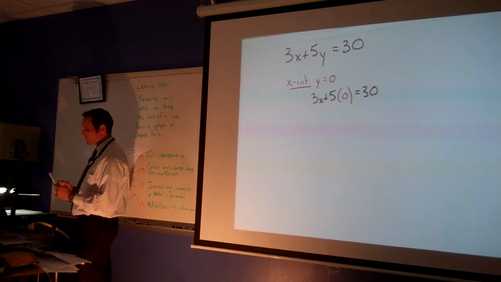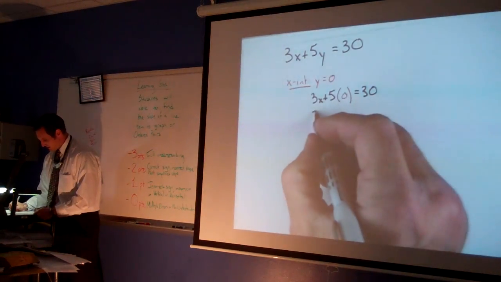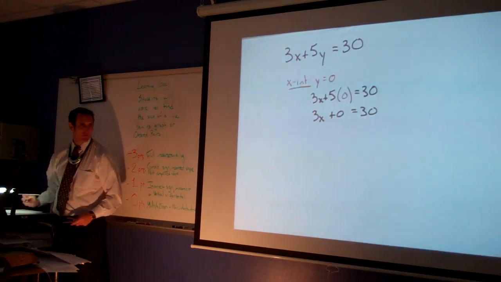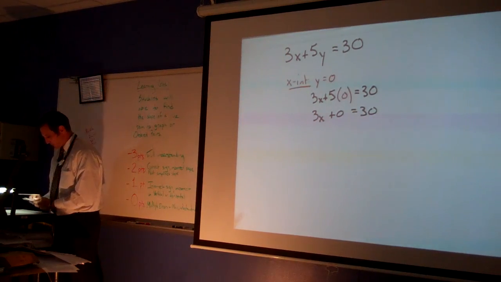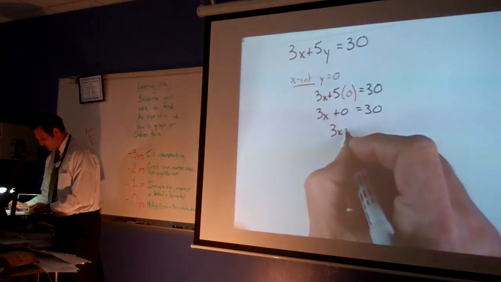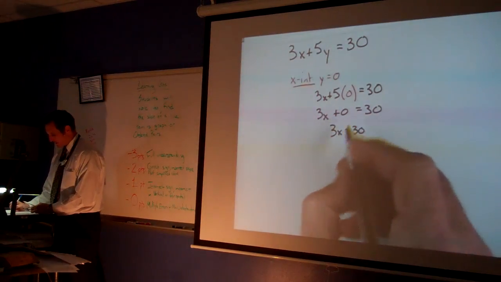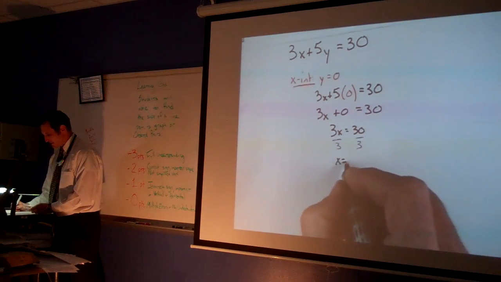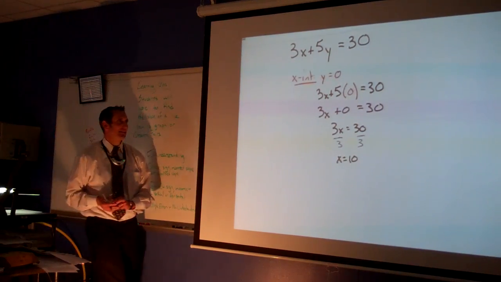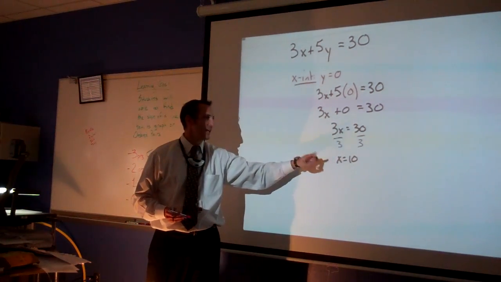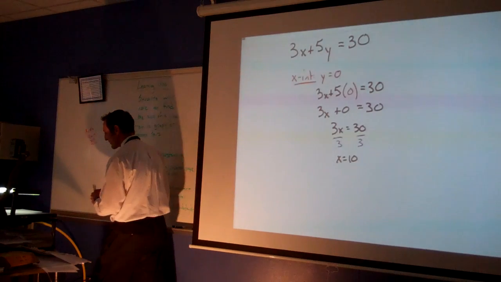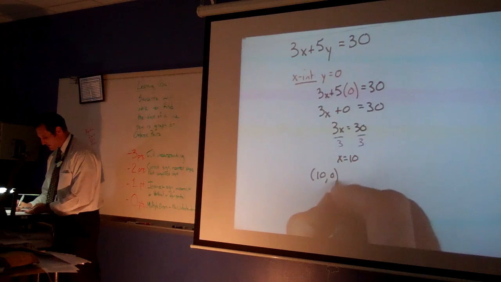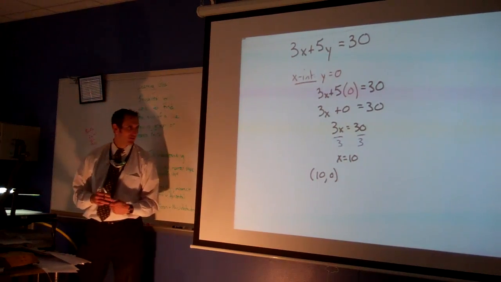And now what we can do is solve for x. So we have 3x plus 0 equals 30. And then when we have 3x plus 0 equals 30, of course we know 3x equals 30. And then when we divide both sides by 3, x is 10. So what this means is the x-intercept is 10, 0. Remember, x is 10 when y was 0. So the x-intercept is 10, 0.